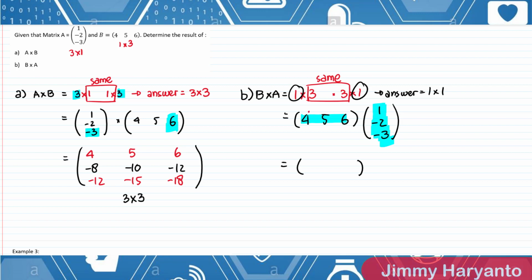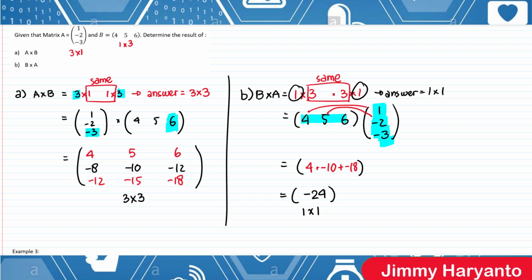So how to multiply? The first number with the first number, the second number with the second number, plus -10. Remember, if we do multiplication in the same steps, that means we have to add the results. So the first result is 4, the second result is -10, the third result is -8. Then we have to add them together. Therefore, we will get a single number, which is -24 as the result, and our answer is a 1 times 1 matrix, as we predicted.